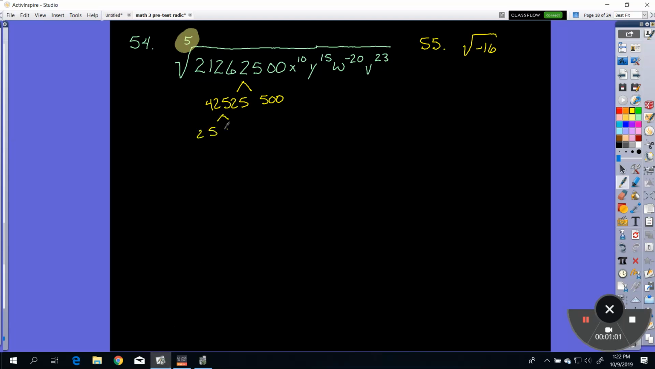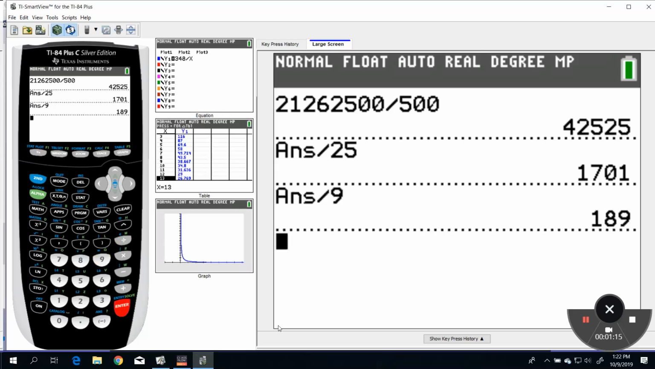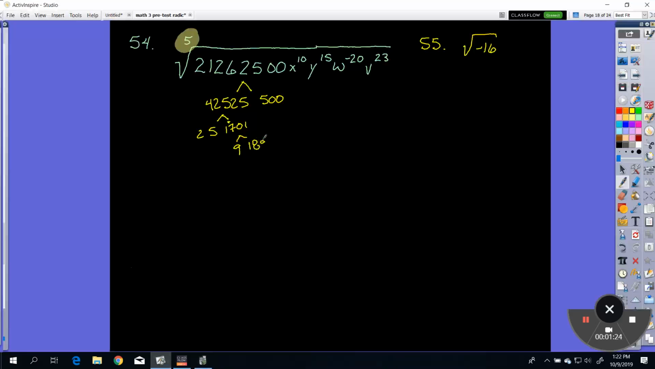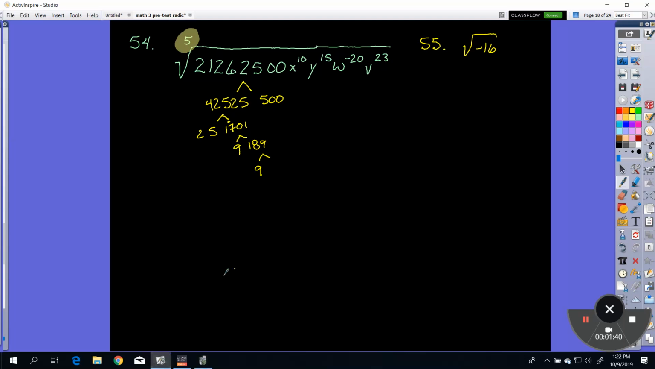So 251701. Now if I take these numbers, 1 plus 7 is 8, plus 1 more is 9. I know that that's divisible by 9, so I come back to my calculator, divide it by 9. That's 189. And then I come back to here, 9 and 189. If I add those numbers up top again, 1 plus 8 is 9, plus another 9 is 18. Since 18 is divisible by 9, that's divisible by 9. So I go to my calculator, I divide it by 9, and it's 21.